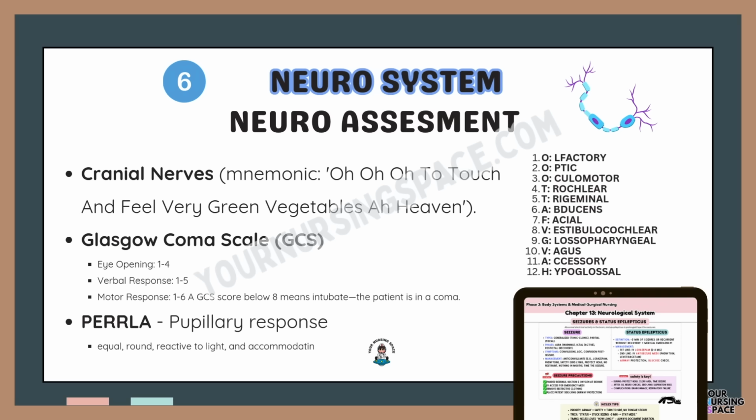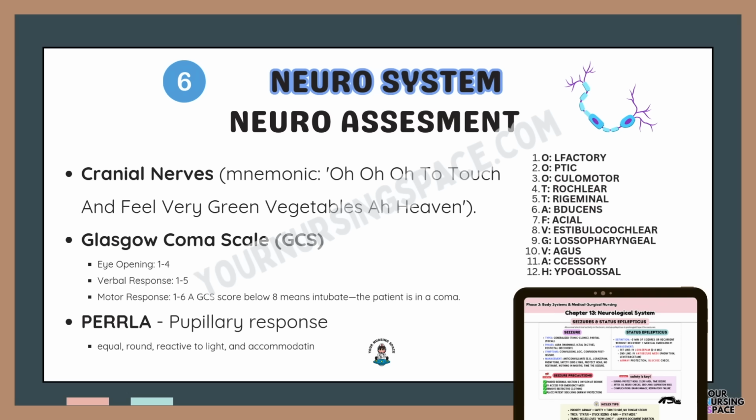While all are important, the ones that frequently come up in NCLEX scenarios include the optic nerve, which controls vision, the facial nerve, which is responsible for facial movements and taste, and the vagus nerve, which plays a role in heart rate and digestion.